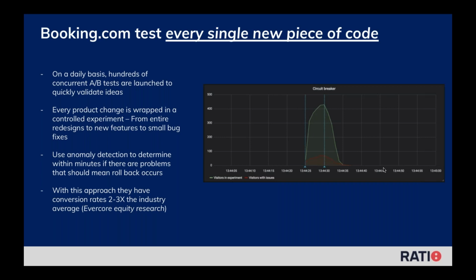A great case study around this is the website Booking.com, which may not be doing so well at the moment, but in general are really at the top of their game in the travel and tourism sector from the point of view of their conversion rates. And Booking.com, their entire culture is built around experimentation. In fact, every single new piece of code that goes live onto their website is tested.